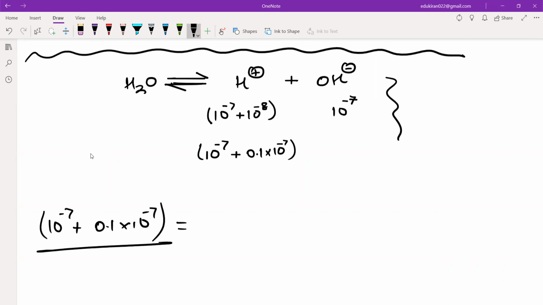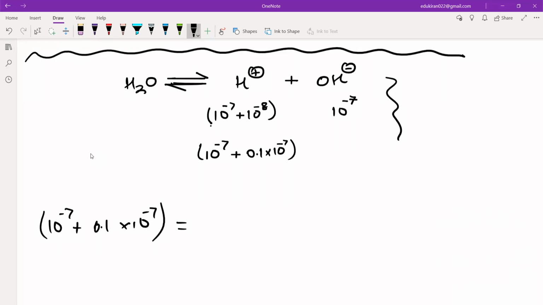No one has a problem till here. 10 to the power minus 7 plus 10 to the power minus 8 is equal to 10 to the power minus 7 plus 0.1 into 10 to the power minus 7. Tell me, guys, no problem now? Yes, sir. I hope you have no problem, because 10 to the power minus 1 is 0.1 only. Okay.